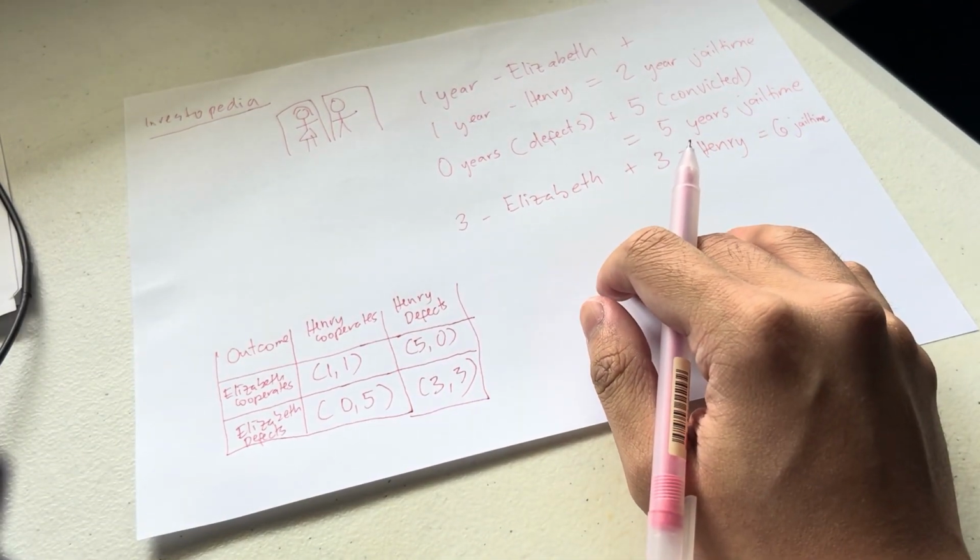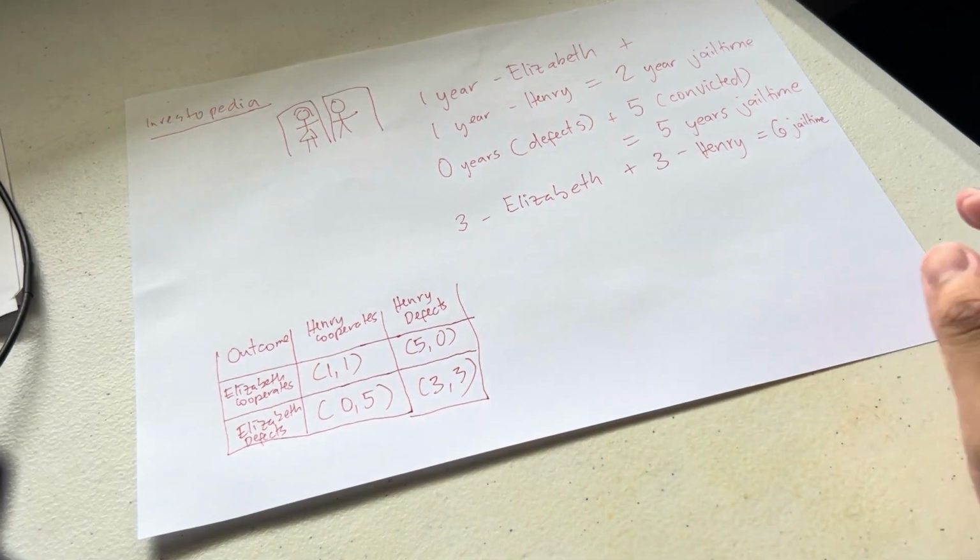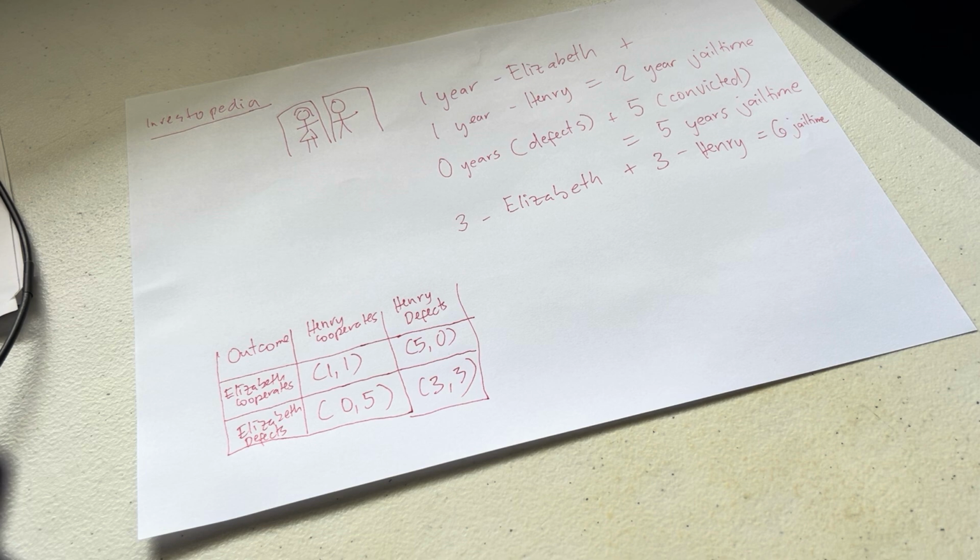So to sum it up, regardless of the decision the other robber makes in the scenario, each robber will always have an incentive to defect. Elizabeth believes that if Henry doesn't say anything, she will have the option of cooperating with him and serving a year in prison, or she will be free to go. In this instance, it is obvious that she would be better off betraying Henry.